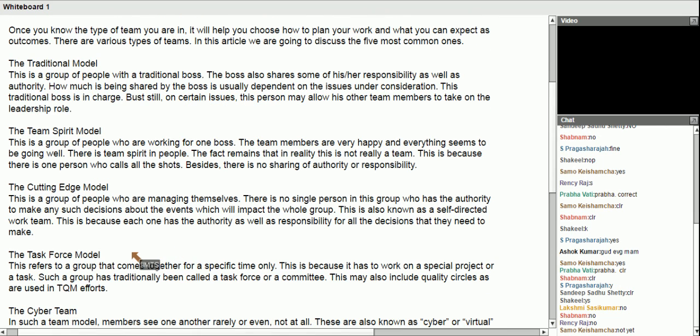Okay, fine. Now the next one is the task force model. This refers to a group that comes together for a specific time only. People here are coming together only for a specific time because they have to work on a special project or task. So they get special projects, they come together for that, and then they separate. Such a group has traditionally been called a task force or a committee.